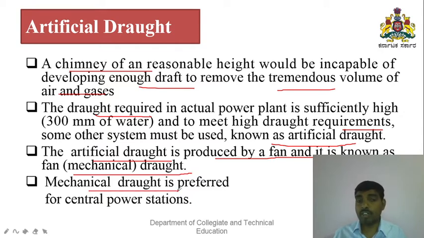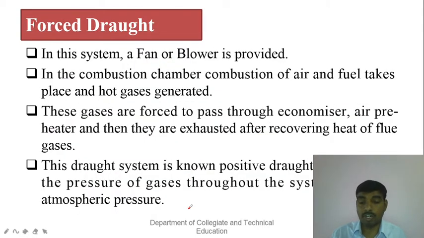So mechanical draft is also preferred in central power stations. Central power station means we have a higher capacity power station, a thermal power station, or a nuclear power station. There the capacity of power generation is more, and for that purpose we are using this mechanical draft or artificial draft. So students, let's move on to forced draft.